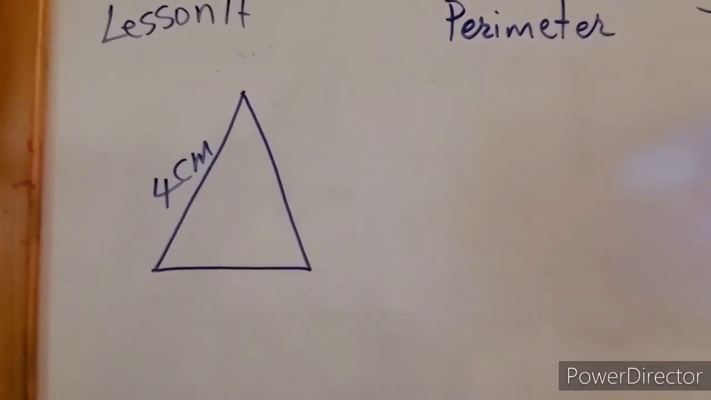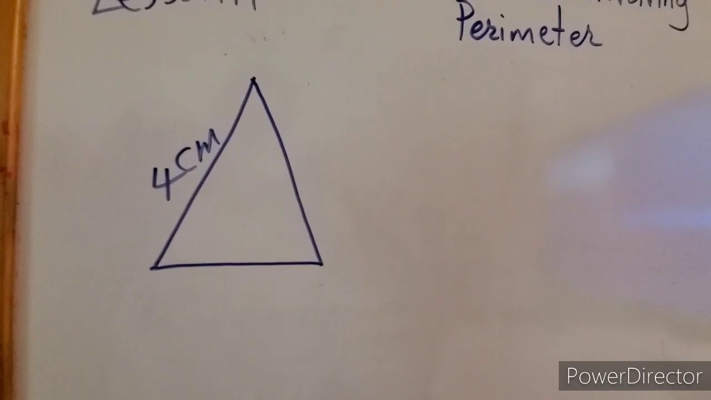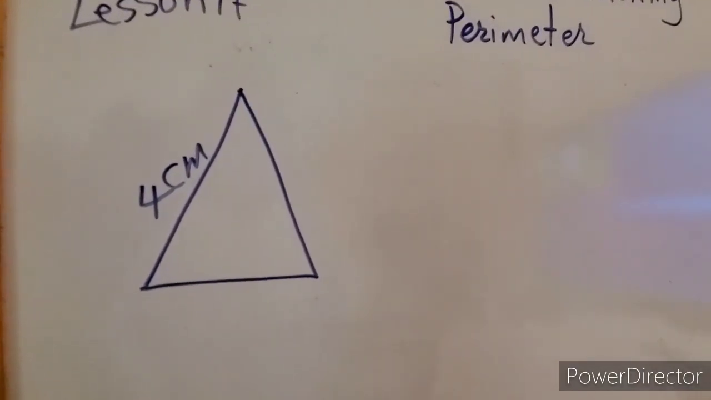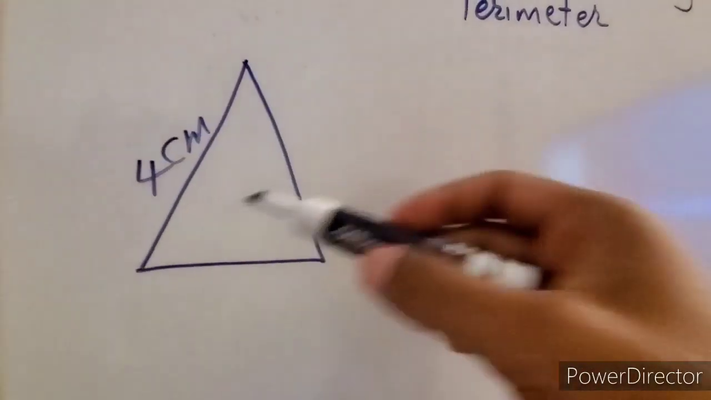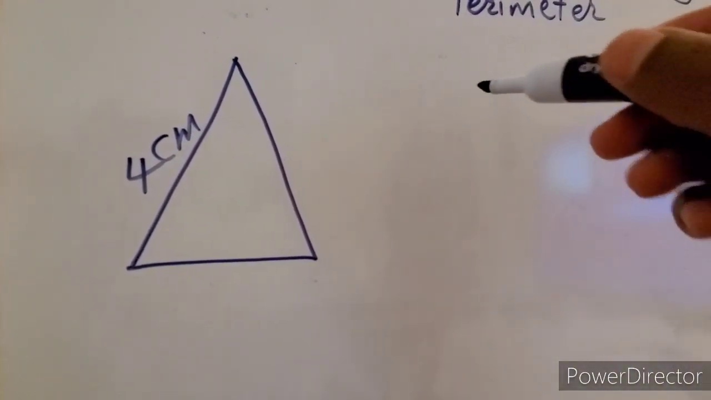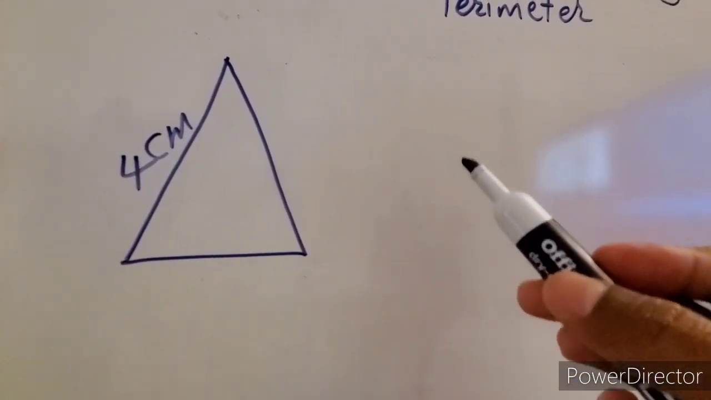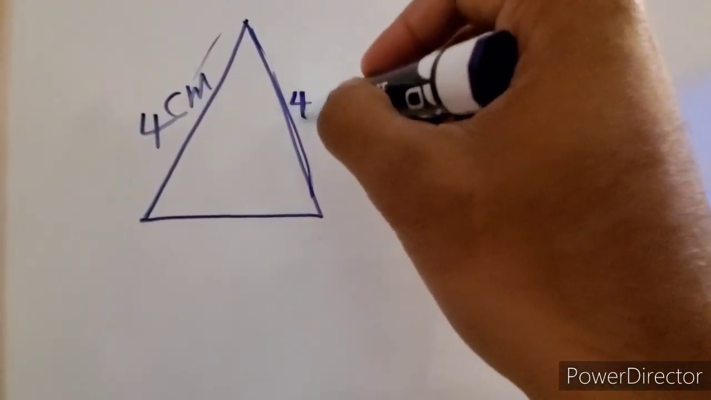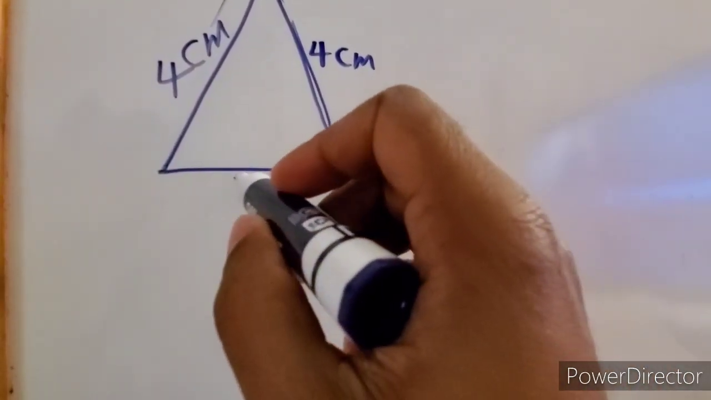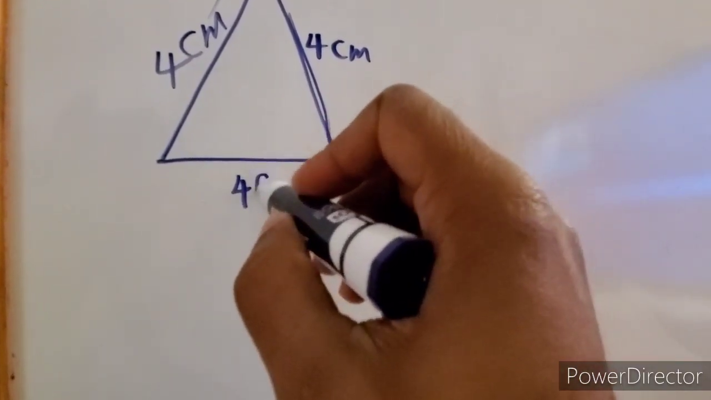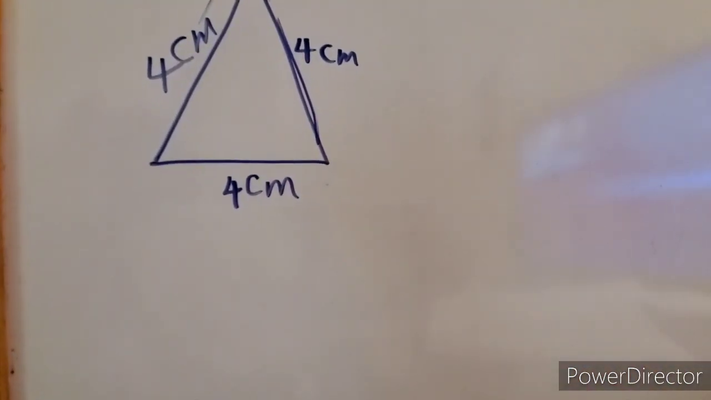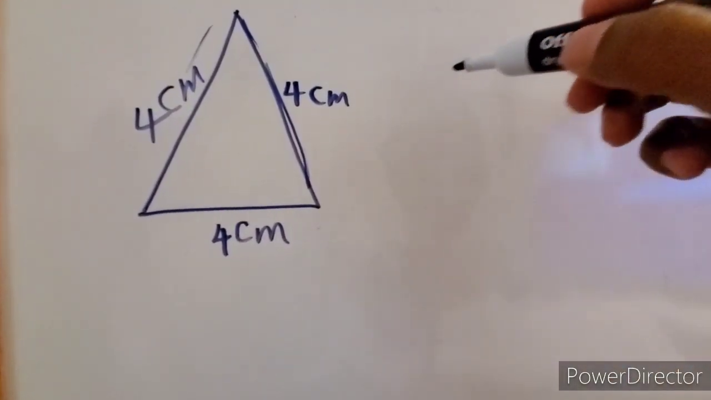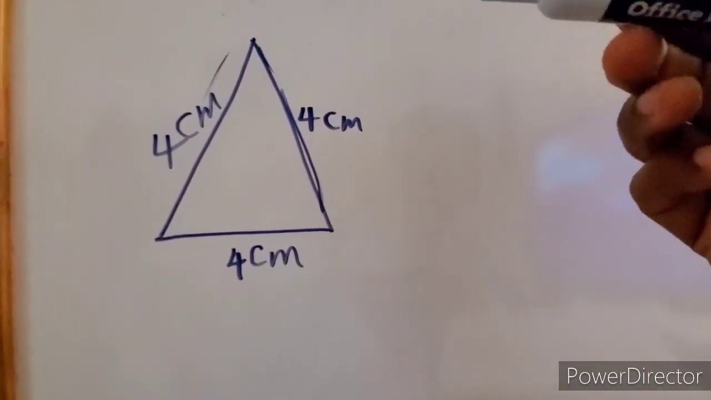So we have a triangle right here, and one side of it is 4 centimeters. We're going to go ahead and find the perimeter of this triangle. Remember, the perimeter is the distance around the object. So if this side is 4, then of course this side will be 4 and this side down here will be 4. It looks like an equilateral triangle because all the sides are equal. And of course the angles are probably equal too.